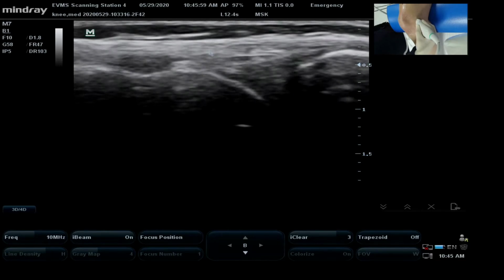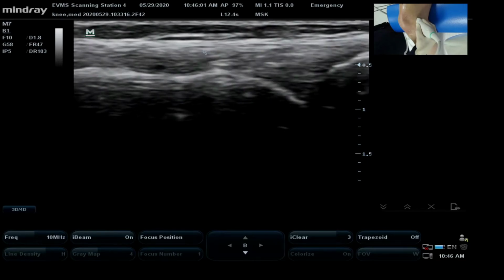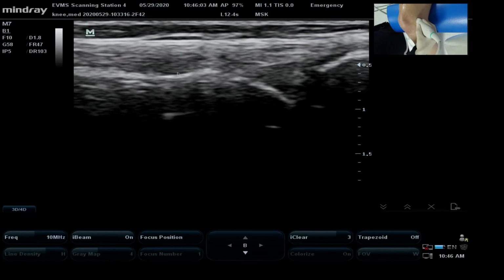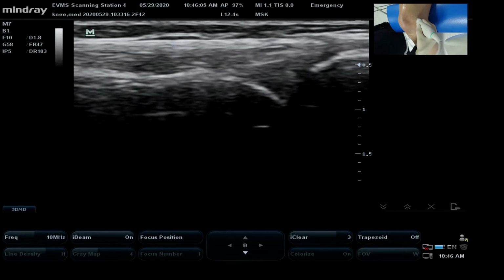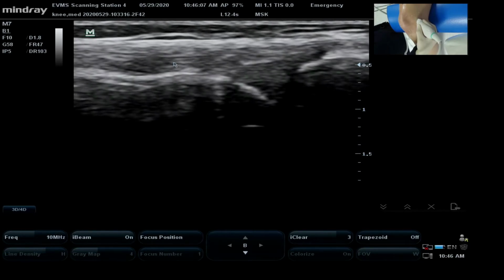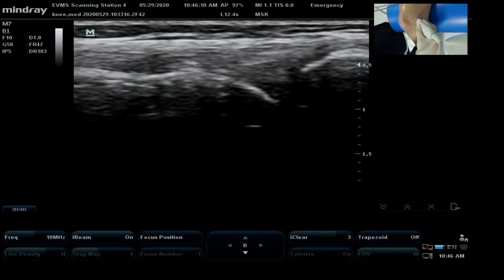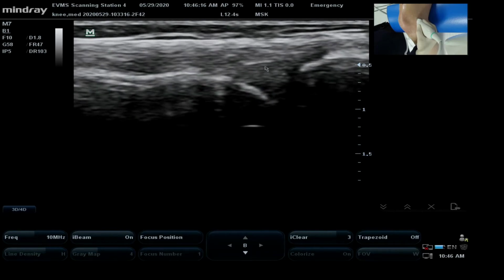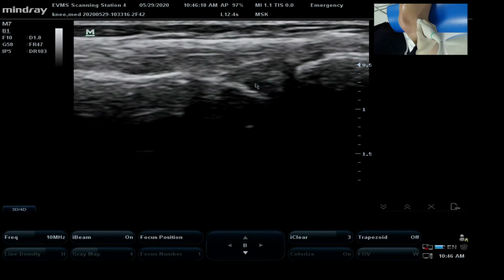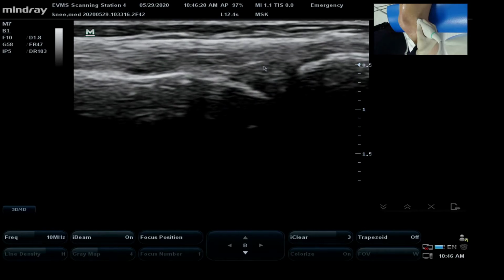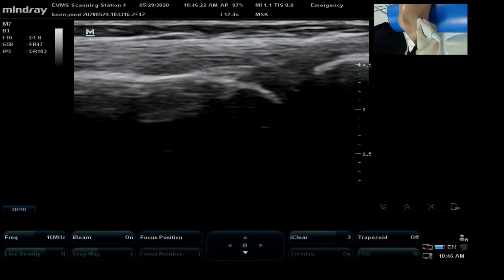Now if I move superiorly, you will notice how thick it is superiorly, and it has a superficial brighter area and a more hypoechoic deep area. And this deep area will attach itself to the medial meniscus, and in fact this is why we have our unhappy triad when there's injury to the medial meniscus and injury to the medial collateral ligament.